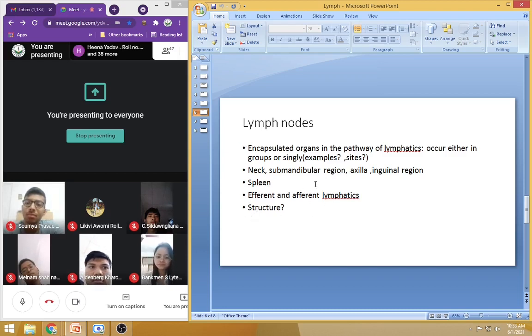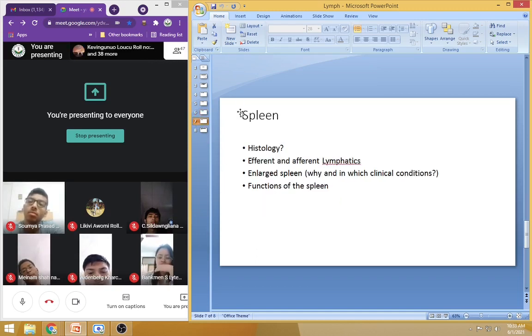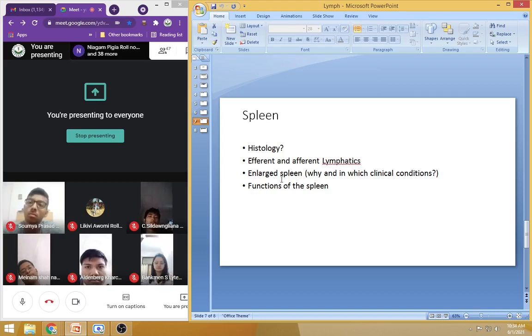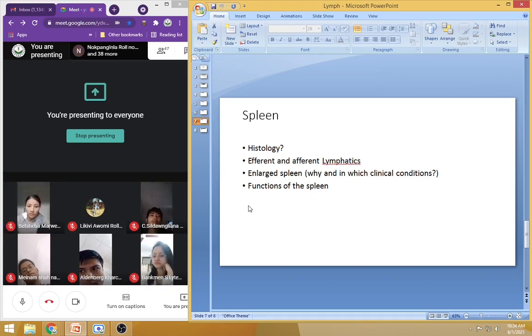The structure again I leave to you because you will be doing it in histology and in anatomy. Histology of the spleen is done very thoroughly in anatomy, right? You have to know about efferent and afferent lymphatics of the spleen, what happens in enlarged spleen, in which clinical conditions, which are the cells which are hypertrophied, and the functions of the spleen. Function is primarily filtration.